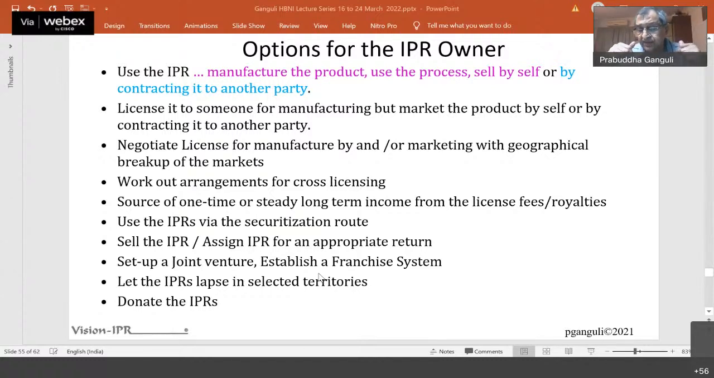Not only that, many of the people who have patents or copyright or design registrations or all of them together, many of them donate, like you donate property. You can donate your patent, you can donate your trademark, you can donate your copyright, you can donate your things. Okay, very interesting. You can donate.